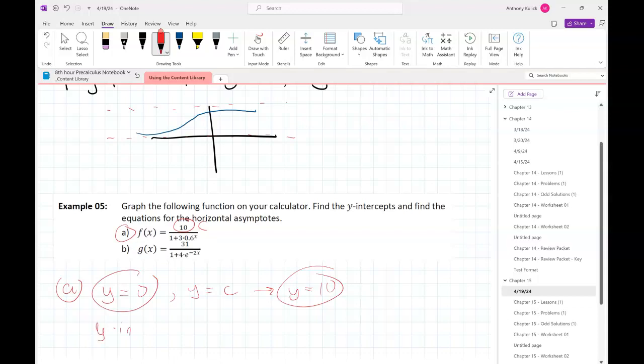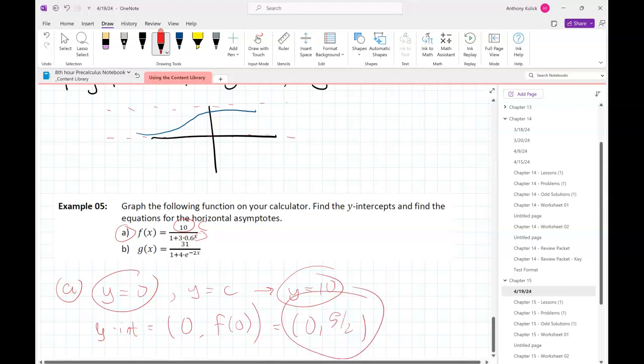The y-intercept, we know every y-intercept has the x-coordinate 0, and the y-coordinate would just be f of 0. So when I plug 0 in for x, 0.06 to the 0 is 1. 3 times 1 is 3. 1 plus 3 is 4. 10 divided by 4 is 5 over 2. And there's my y-intercept. Everybody's okay with that?